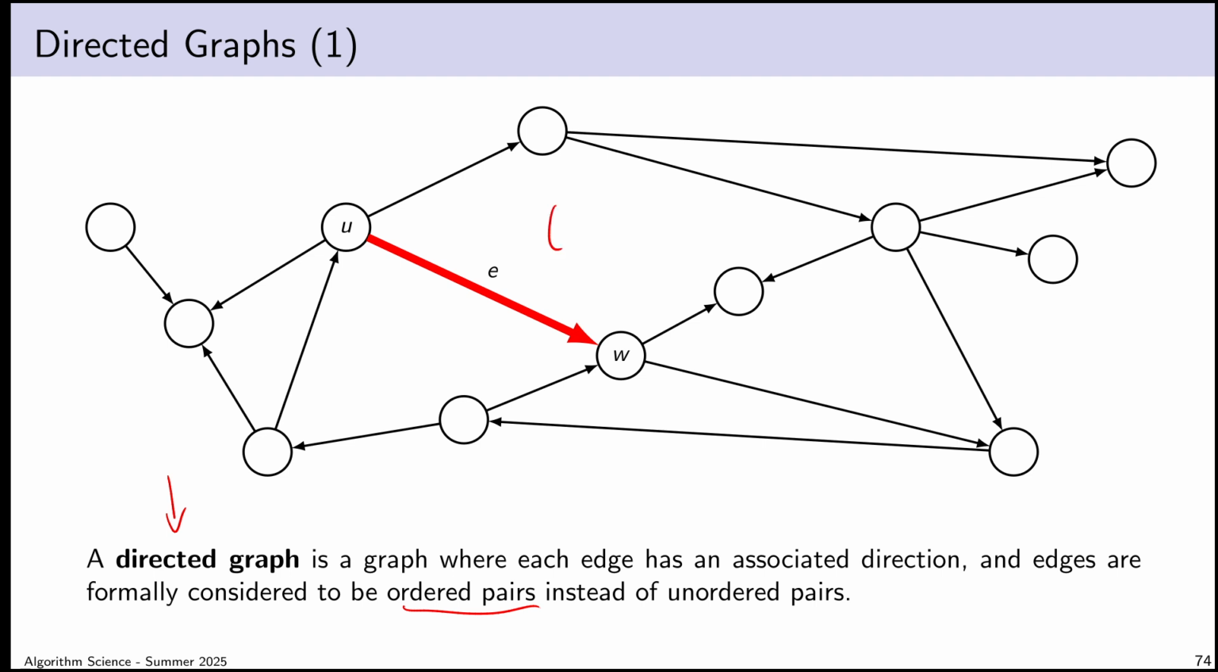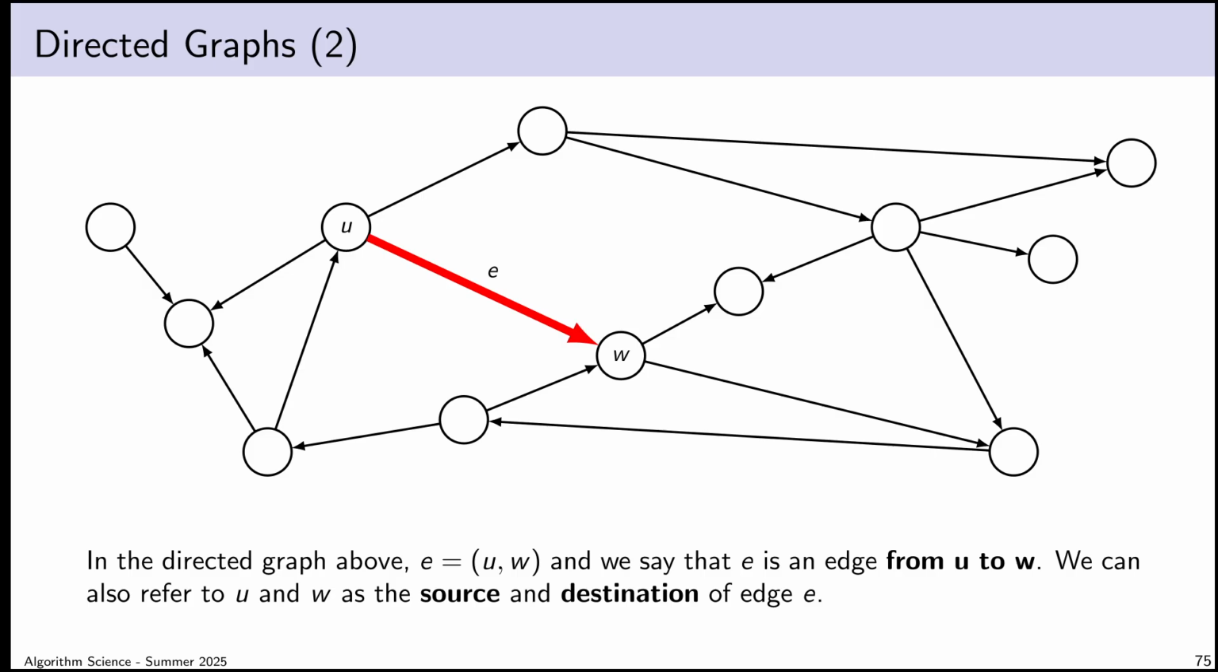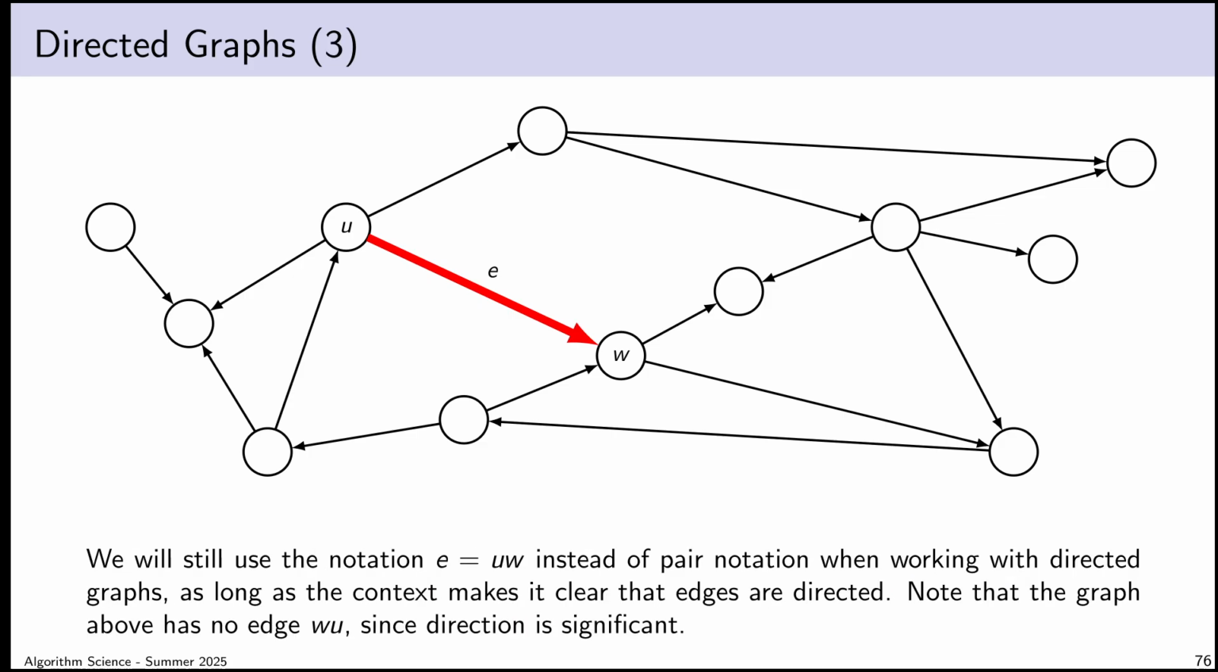So in this case, this edge is the pair UW. And it's an ordered pair because I care about the fact that U is the source and W is the destination. The edge goes from U to W. And so we have a few ways of saying that. As I said, you could say from U to W. You could say that U is the source and W is the destination of the edge.